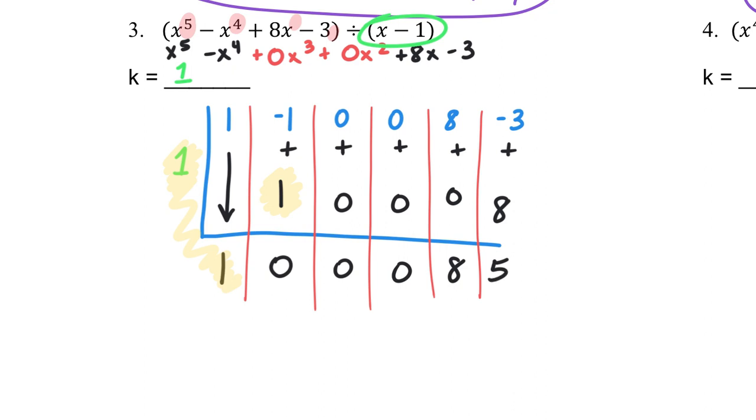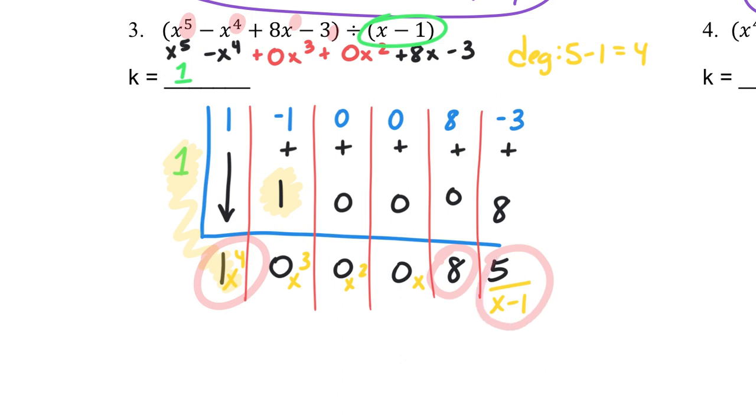So at this point then, I know that my degree is 5, so minus 1, I'm going to be using 4. So this will be x to the 4th, x cubed, x squared, x, my constant, and my remainder. You only need to write out the ones that have coefficients that are not 0. So this 0x cubed, 0x squared, and 0x, I do not need to write that as part of my final answer. My final answer will be x to the 4th plus 8 plus 5 over x minus 1.